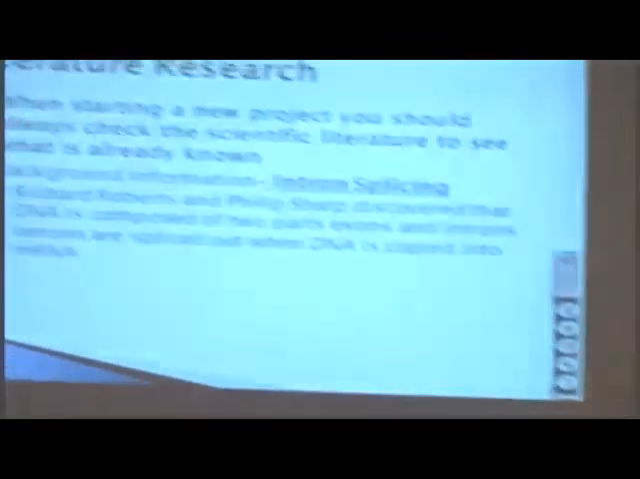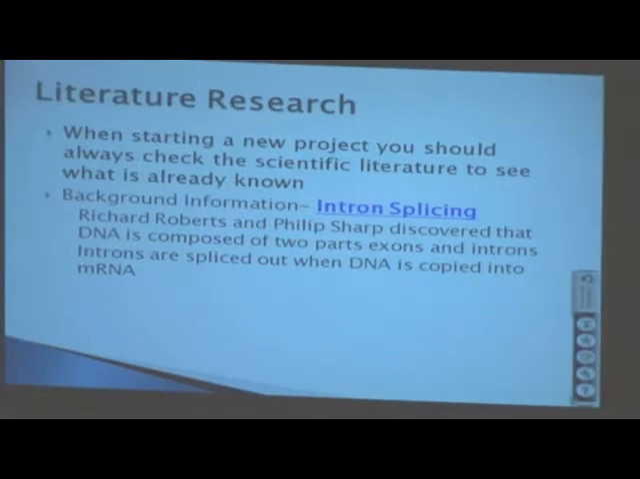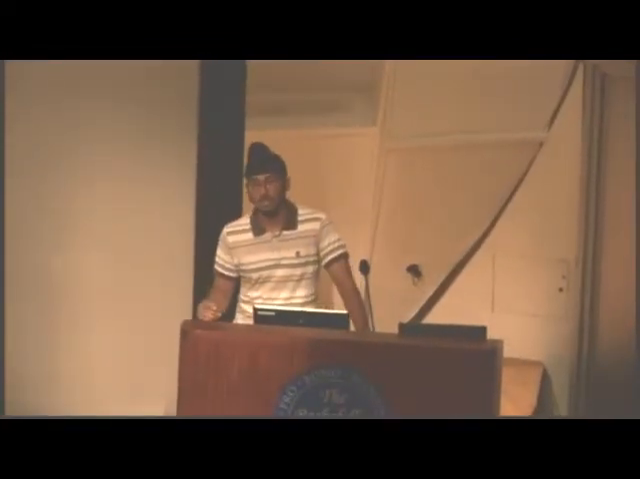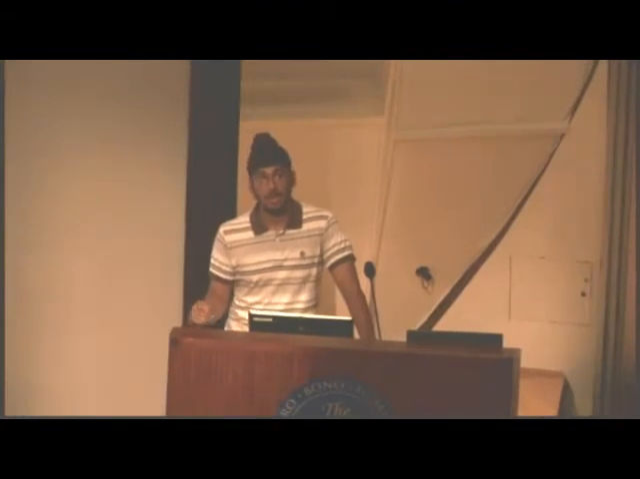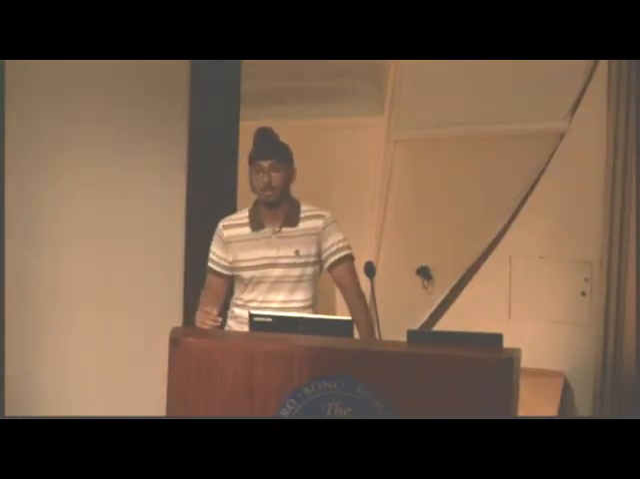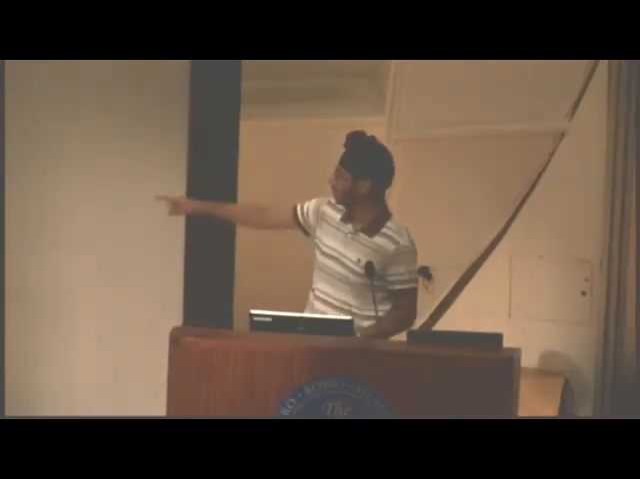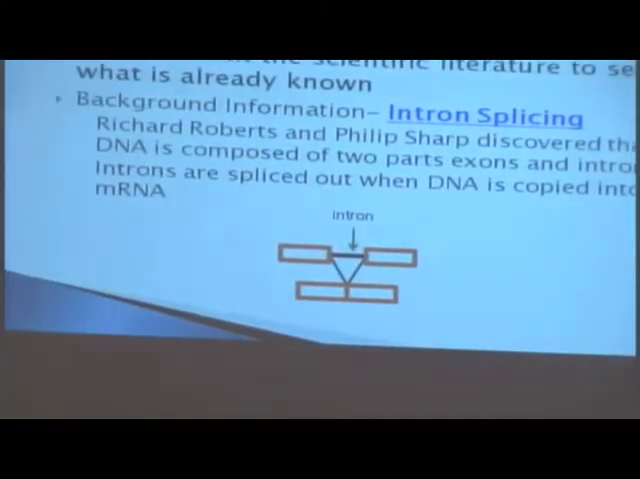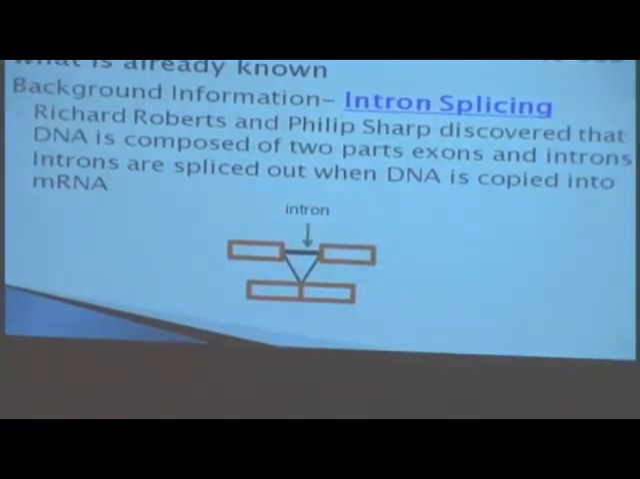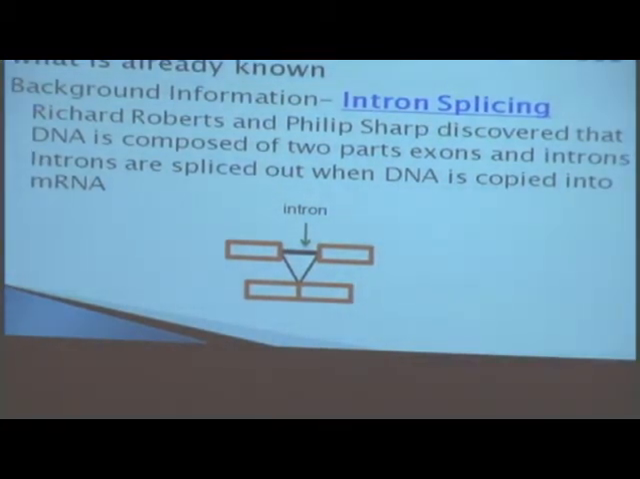Background information: intron splicing. When the DNA is copied into RNA, there are two parts to the DNA, exons and introns. Every gene starts and ends with an exon. The intron, or the in-between part, is what's cut out, and the exons are spliced together. So the two orange boxes would be exons, and the intron is just cut out. We don't actually know what the intron is used for, but in this process it's not really used, it's just cut out. So the exons are spliced together.